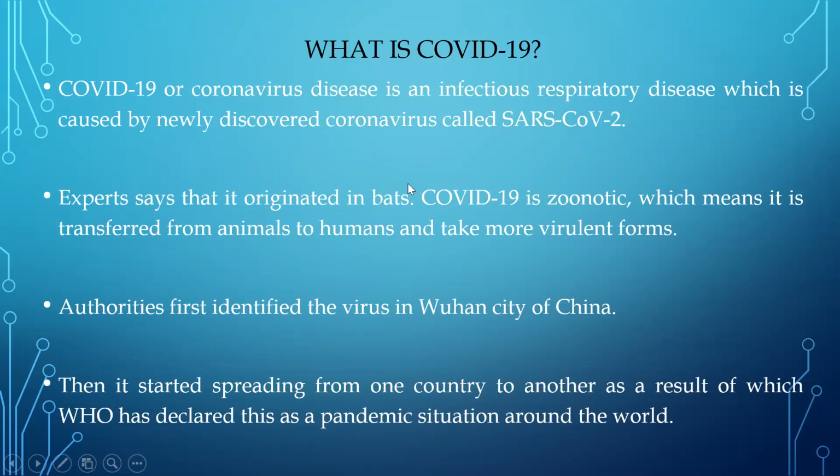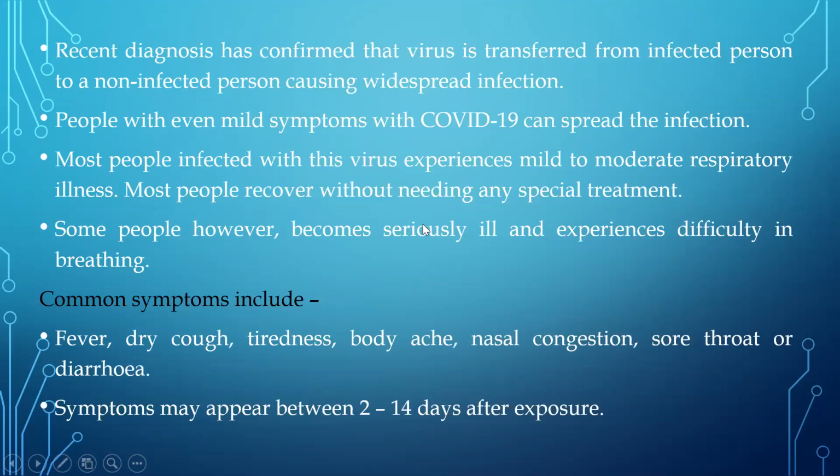Now what is the present scenario? The present scenario is that it is not only transferred from bats to humans. Now humans are responsible for transmitting the virus from an infected individual to a non-infected individual. Now when a person is infected by the virus, there is a group of people who are going to show the symptoms. Now what are the symptoms? I said number one is breathing problem.